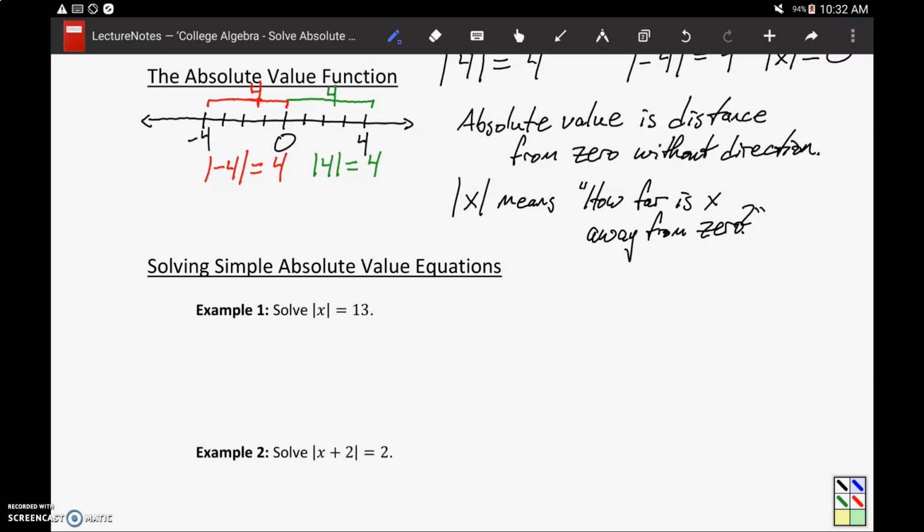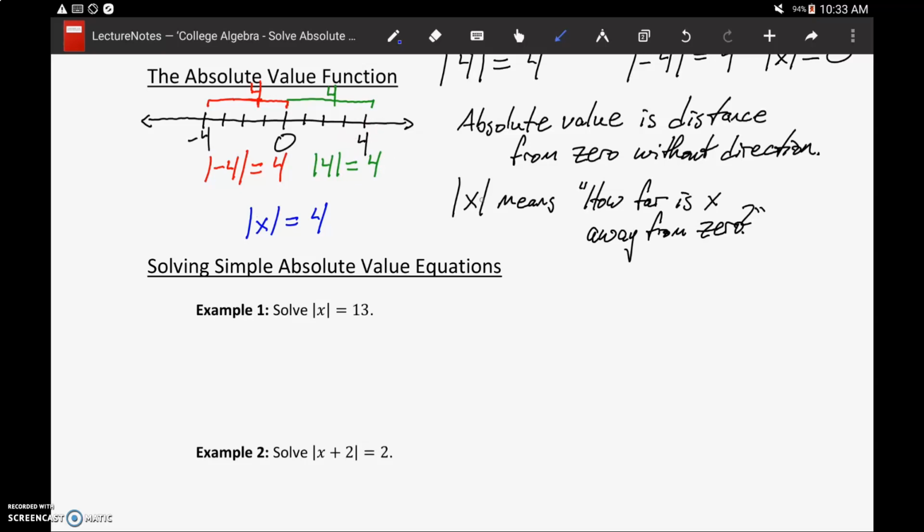In our first example, we're asked to solve the absolute value of x is equal to 13. If we considered a slightly different problem, say absolute value of x is equal to 4, we can see from the work that we've already sketched out that we would have two different solutions. Because here we have the absolute value of negative 4 is equal to positive 4, and the absolute value of 4 is also equal to positive 4.